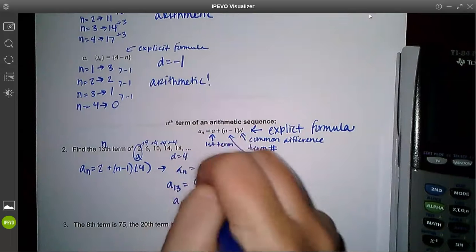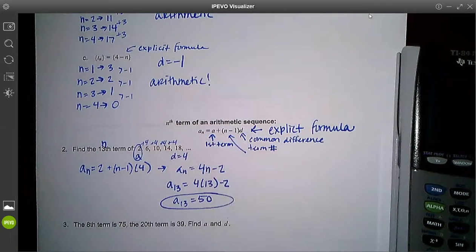So that means that my 13th term is 50. I add 4 each time. When I start with 2, my 13th term is going to be 50.